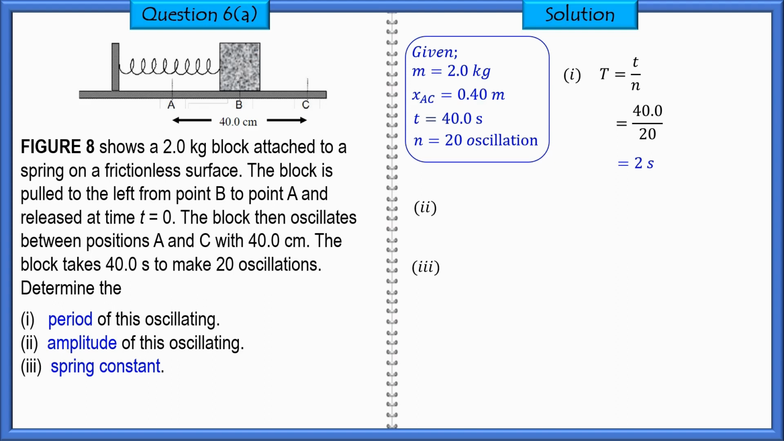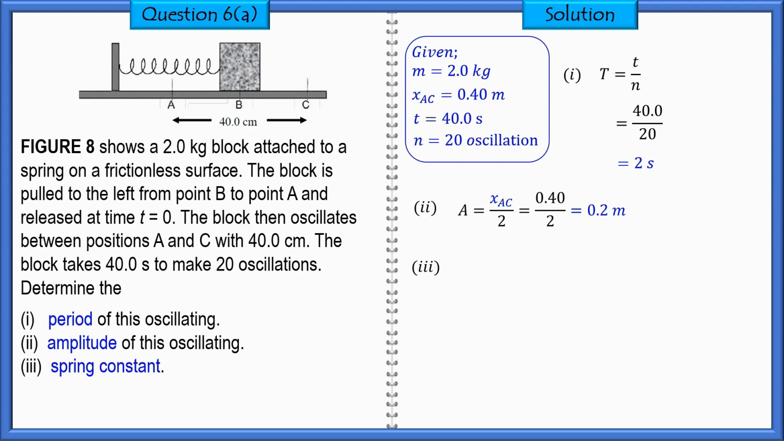And number 2, you need to determine the amplitude of this oscillation. To determine the amplitude, we refer to the distance from point A to C. The amplitude is represented from point B to C or A to B. Because of that, we just divide 0.4 meter by 2, and then you will get the amplitude is 0.2 meter.